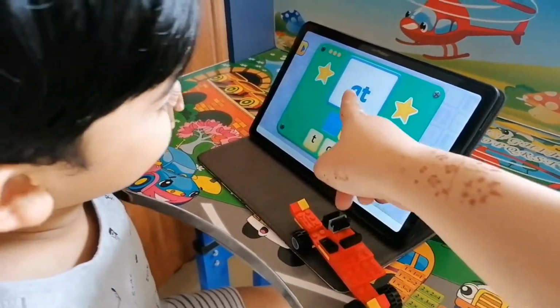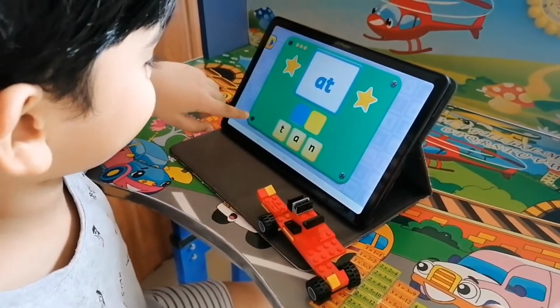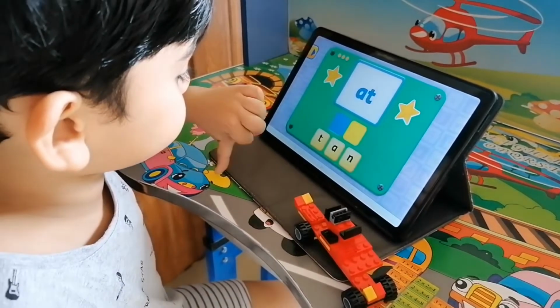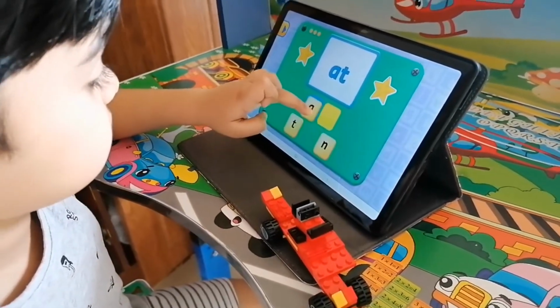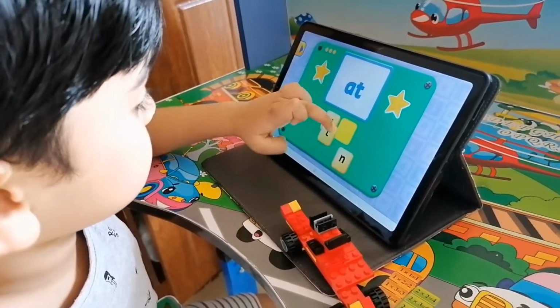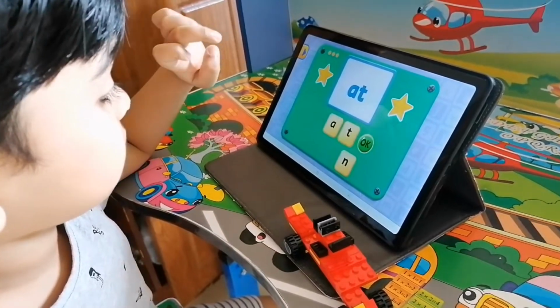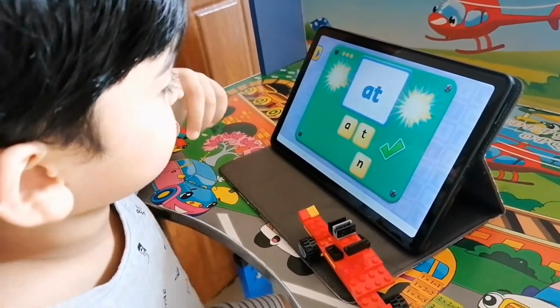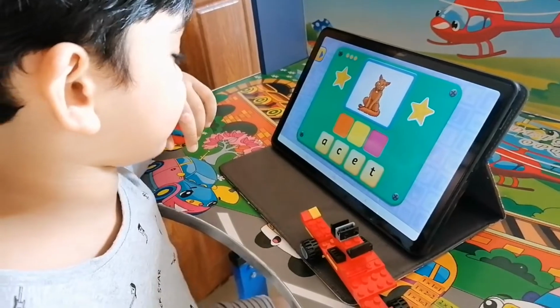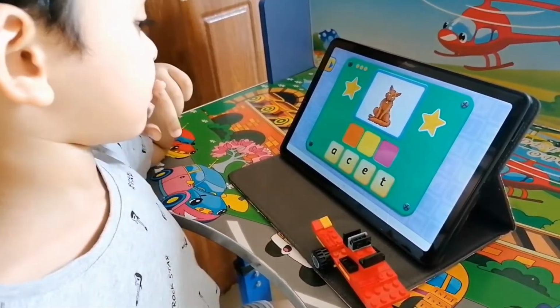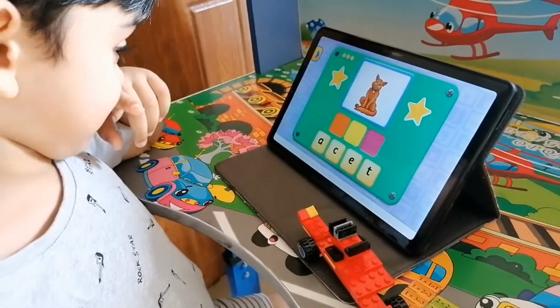Okay, find that. First, and then. Okay. What's that? At. Cat. Make the word cat. Ka.